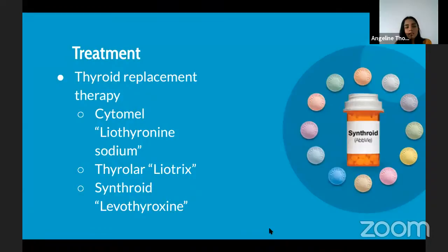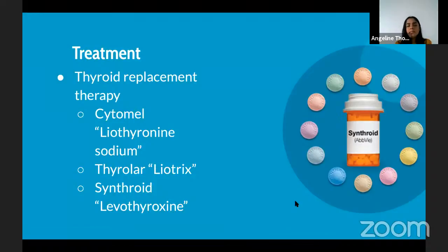So after understanding these symptoms, now we can talk about treatment methods. A patient experiencing hypothyroidism must undergo thyroid replacement therapy, which is the use of man-made thyroid hormones to raise the low levels of the natural thyroid hormones in your body. Some examples would be Cytomel, which is liothyronine sodium, Thyrolar or Liotrix, and Synthroid, which is levothyroxine, which are all administered in pill form. Synthroid is shown on the side here.